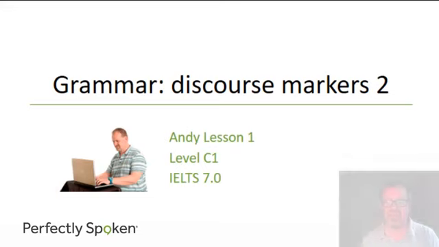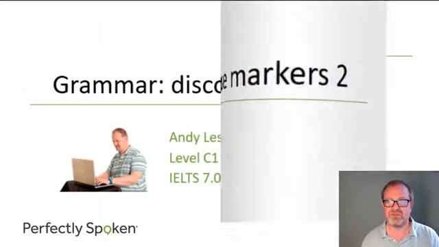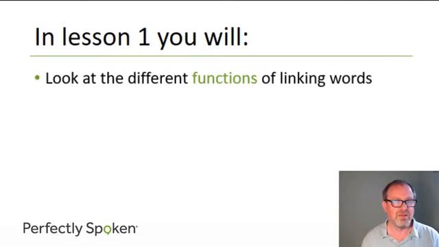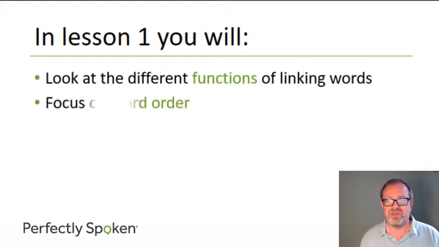Discourse markers then, in this first lesson, we're going to be doing the following. We'll be looking at different functions of discourse markers. This particular subset of discourse markers we're looking at today is linking words. There are other kinds of discourse markers like adverbs, which we will be looking at in lesson 3. We'll also be focusing on word order. In other words, where do these particular words or expressions go in the sentence? Do they come at the start? Do they come in the middle and link different clauses together, and so on?